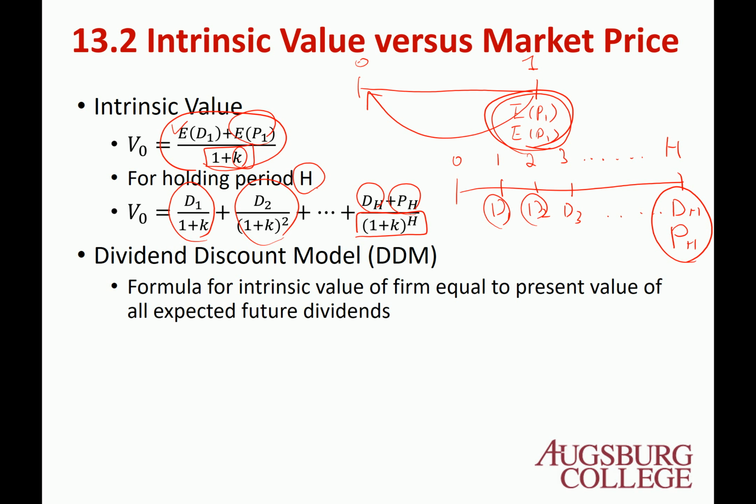So this is called the dividend discount model. The assumption here is that we have future cash flows, which is the dividend. And then when you sell it, you have a selling price. So we take the present value of all dividends and the selling price to the present. Then we can calculate the intrinsic value of the firm, which equals the present value of all future expected dividends, called the DDM, dividend discount model.